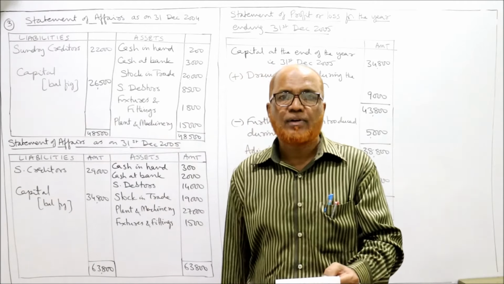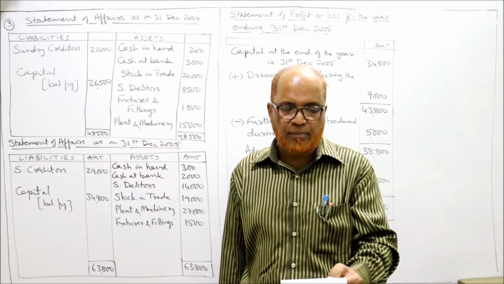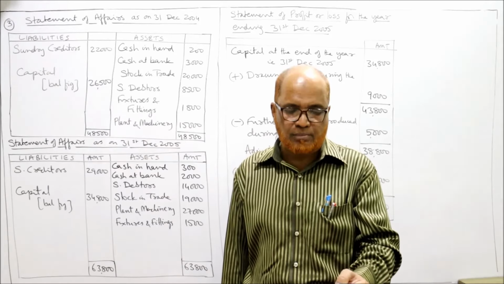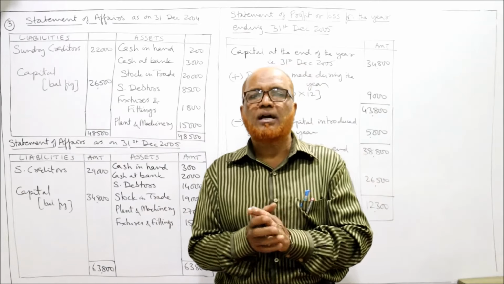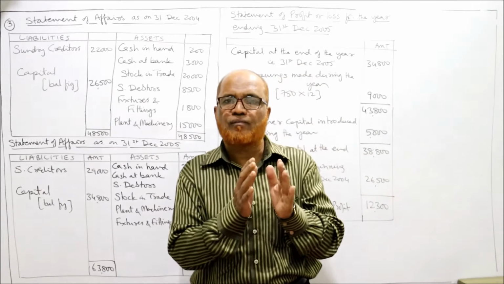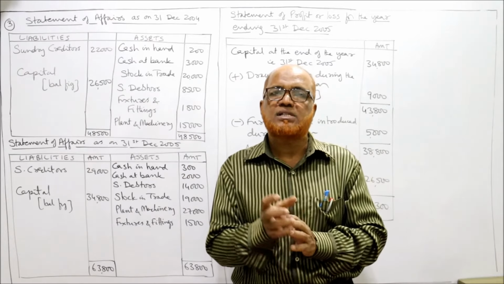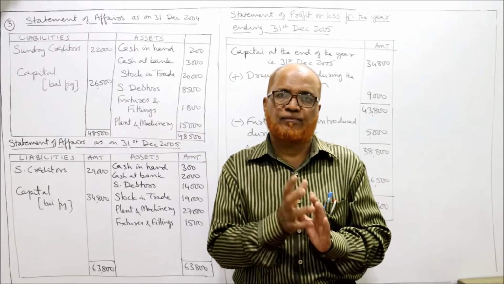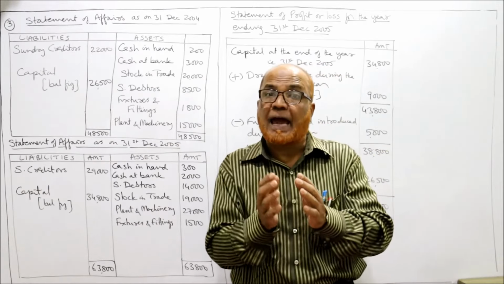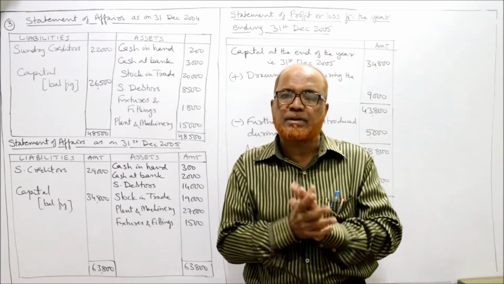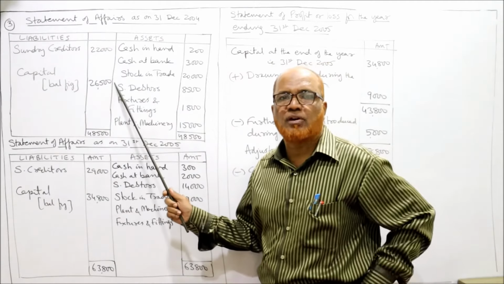Now from the above, prepare a statement showing the profit or loss made by him for the year ended 31st December 2005. It is only asking you to make the statement of profit or loss during the year ended 31st December 2005. Right? So for finding out the profit, we need the capital at the beginning of the year and capital at the end of the year.